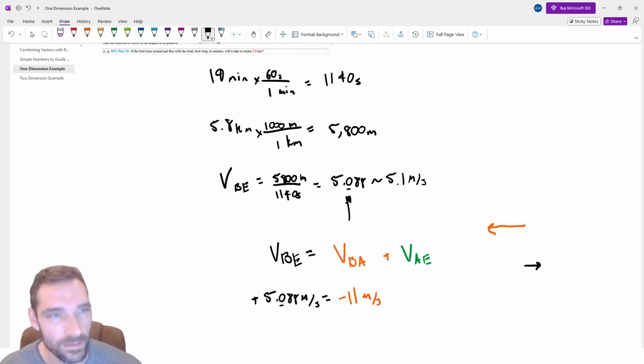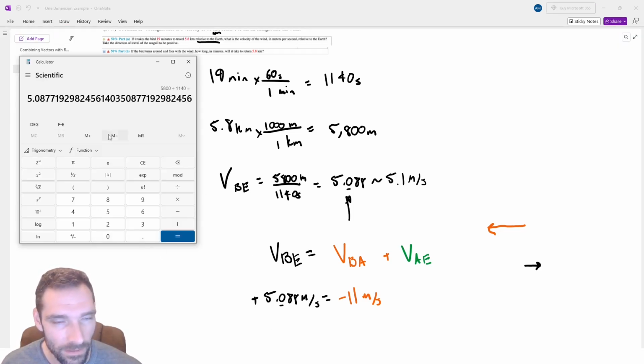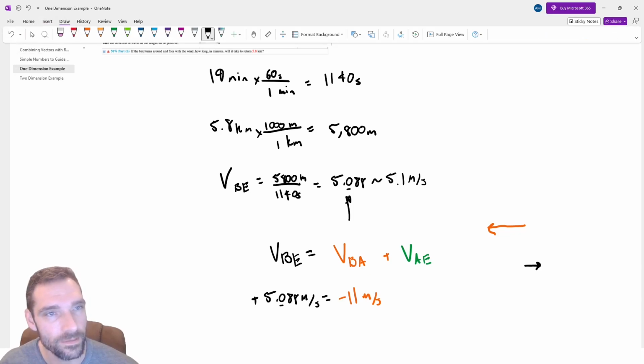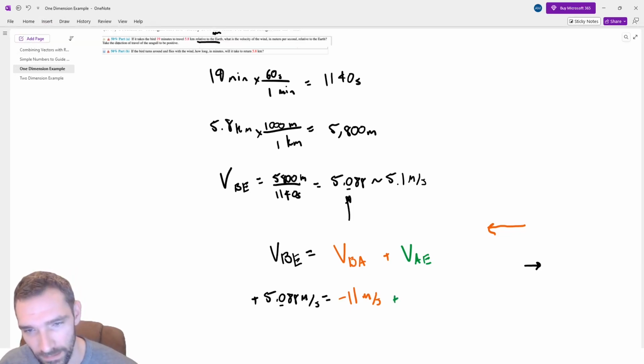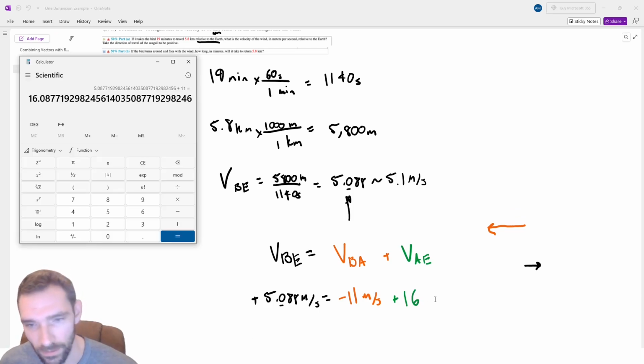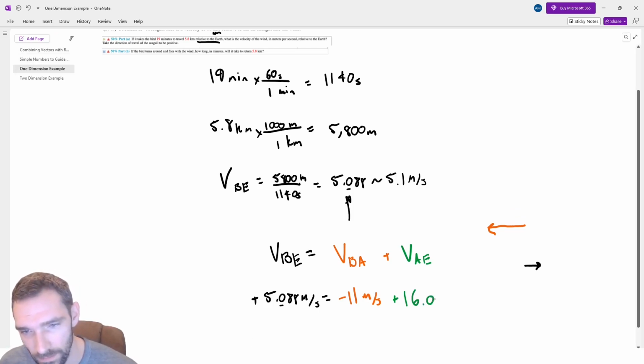Which means that we've got this mystery number. If I were to think of this as 10 and 5, it's like, okay, I need to be going at like positive 15-ish to get those numbers to work out. So I've got 5.08. It looks like if I added the 11 to that, I should be getting our final speed. So this is going to be a positive 16.08 meters per second.